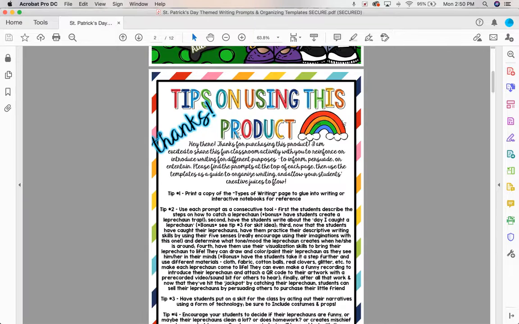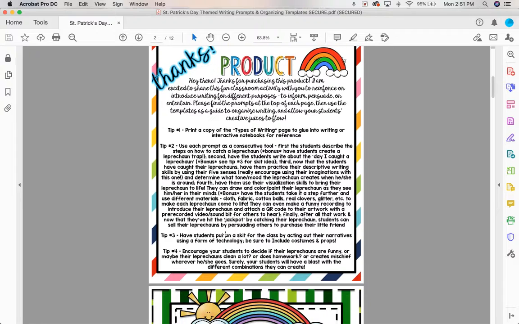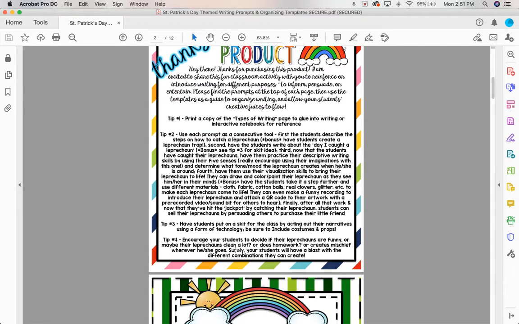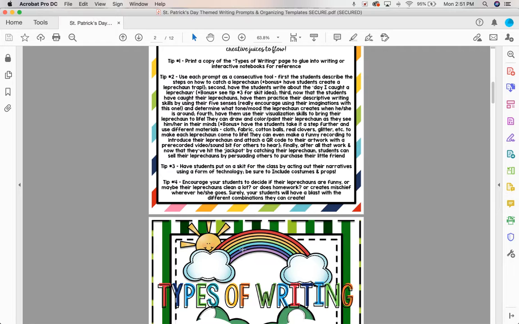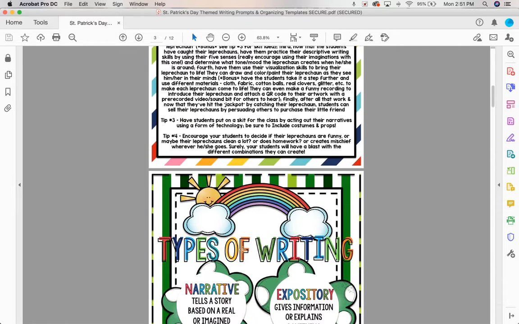I have some tips on how to use this. So the first one is, you could read this on your own, but you can put it in their interactive notebooks. You can use each prompt as a consecutive tool. Have students put on a skit, encourage your students to decide if the leprechauns are funny, or if they clean a lot, if they do a lot of homework, or do they create mischief. There's so many different things you can do with this.